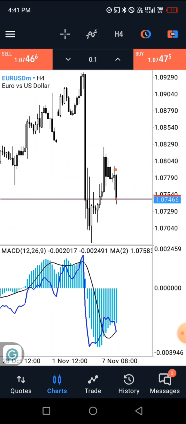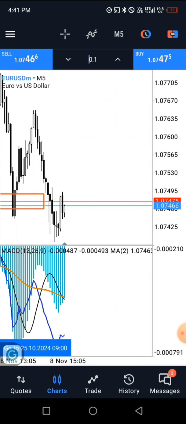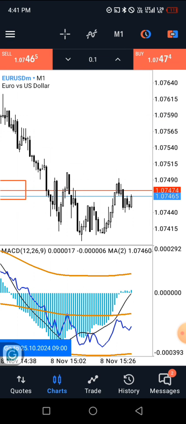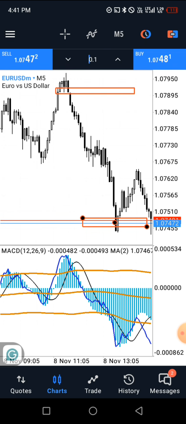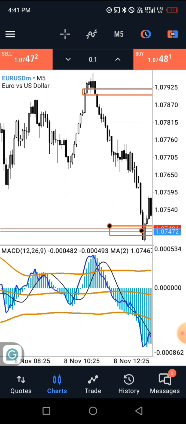So if you figure out that the market is buying or that the market is selling, then you now step down to your smaller time frames, which is your 5-minute and your 1-minute time frame. Okay, from your 5-minute and your 1-minute time frame, you can now start looking for trading opportunities.